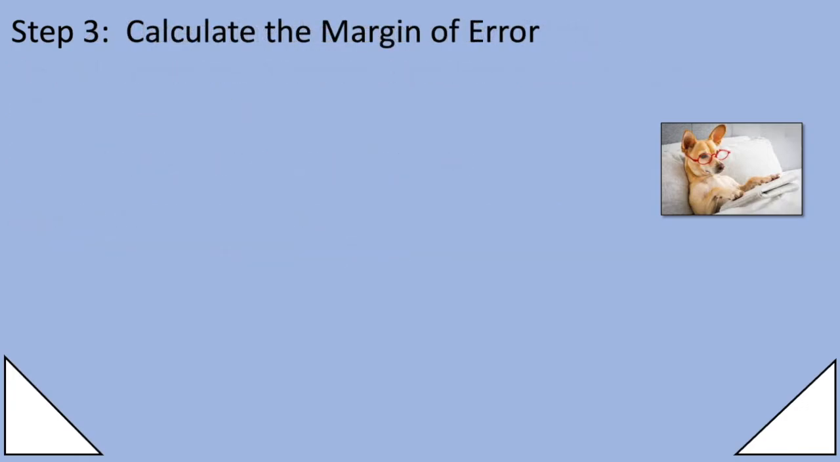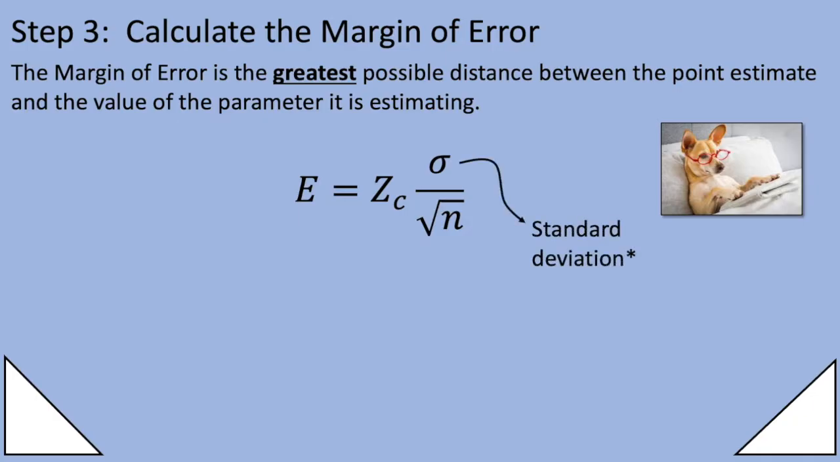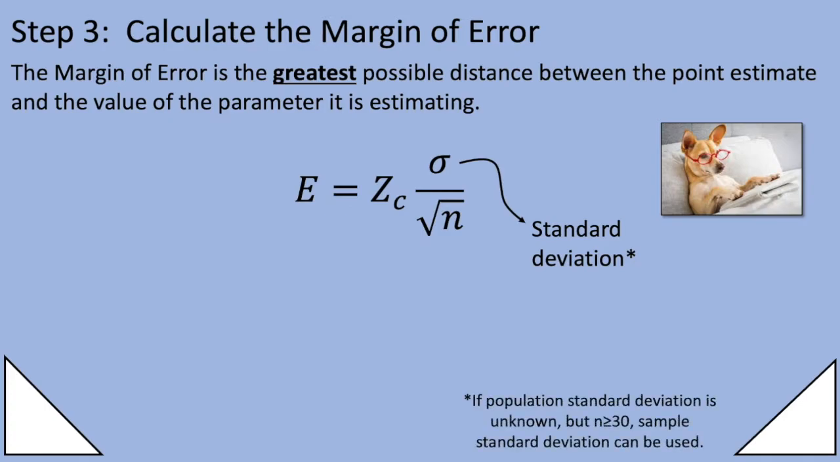Step 3 is to calculate the margin of error. Now, the margin of error is the greatest possible distance between the point estimate and the value of the parameter that it's estimating. And it's got this formula here, E equals Z sub C times standard deviation divided by the square root of the sample size. Standard deviation is on top here, and there's an asterisk here because if the population standard deviation is unknown, but our sample size is greater than 30, we can actually just use the sample standard deviation instead of the population standard deviation.